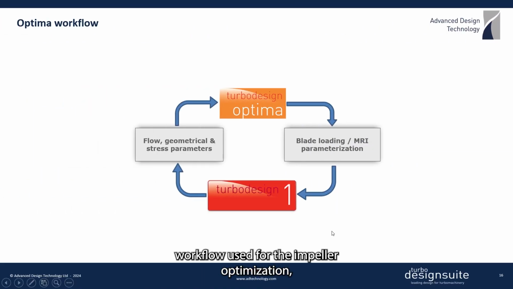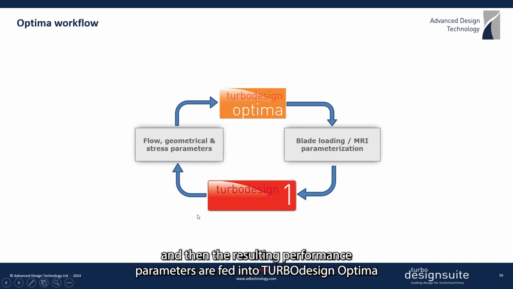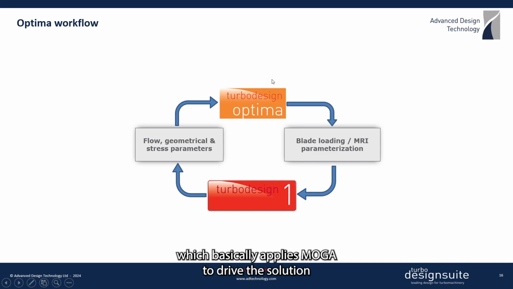So here is the workflow used for the impeller optimization, where the blade loading and meridional geometry parameters are used to generate the blade shape in Turbo Design 1, and then the resulting performance parameters are fed into Turbo Design Optima, which basically applies MOGA to drive the solution towards the optimum design.